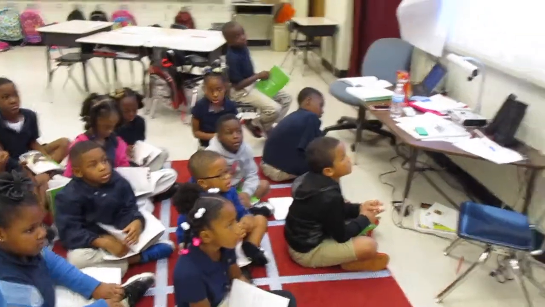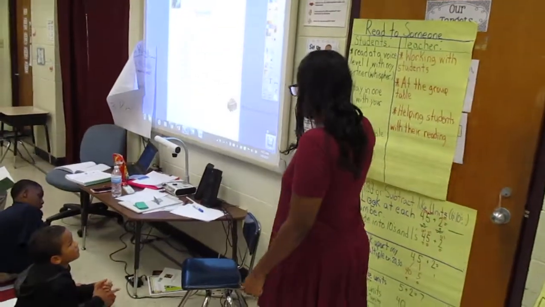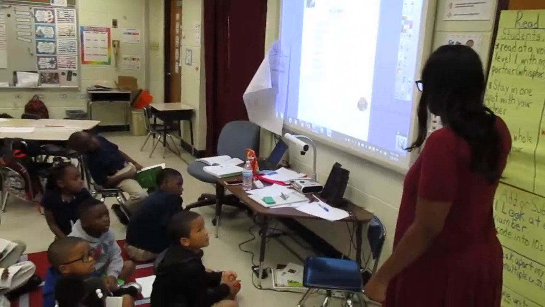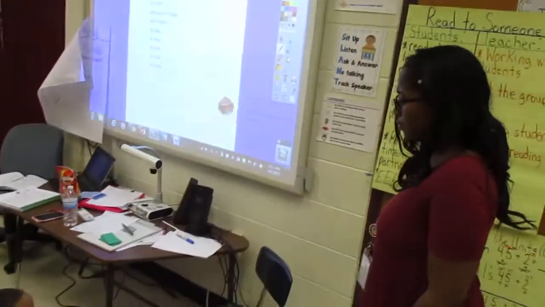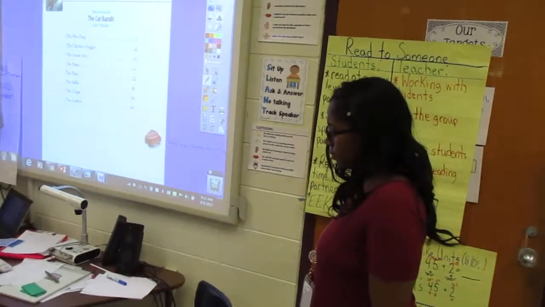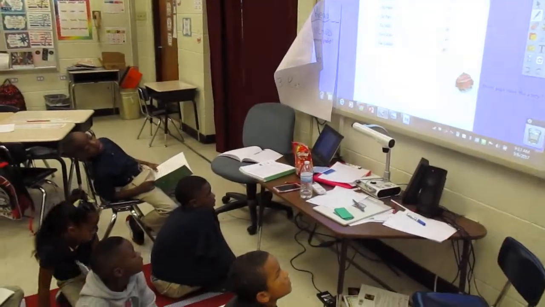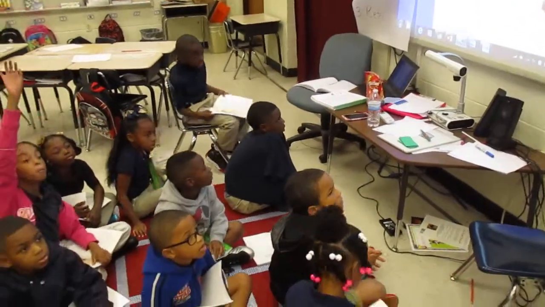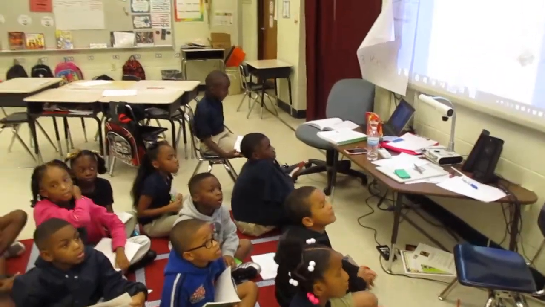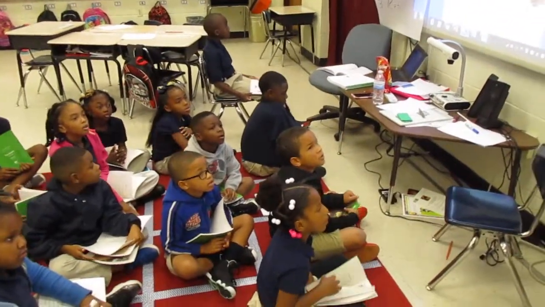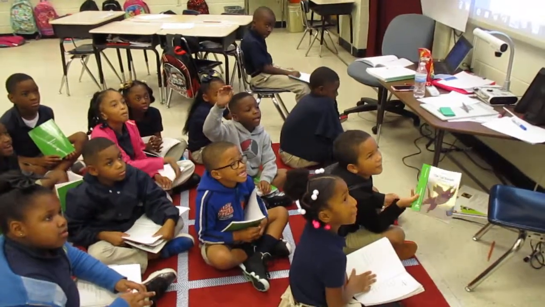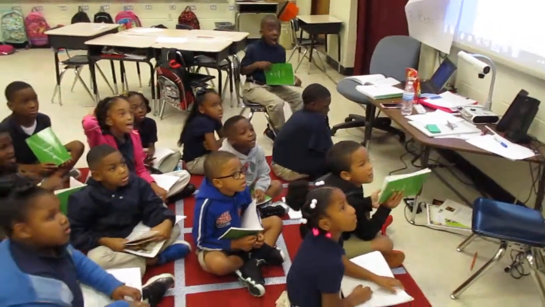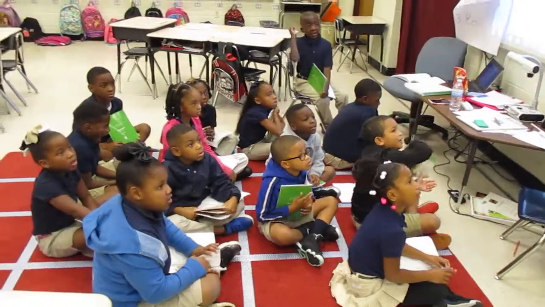We sit next to our partners, Terrence. And tell me, what's one way I can read to my partner? So do we want one partner reading the book the whole time? No. What's one way we can read to our partner? Yeah, we can read all together, or one person can read a page or a sentence.